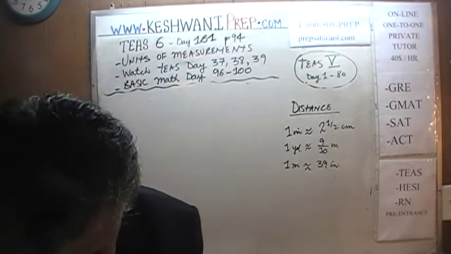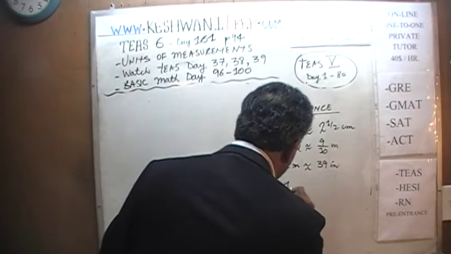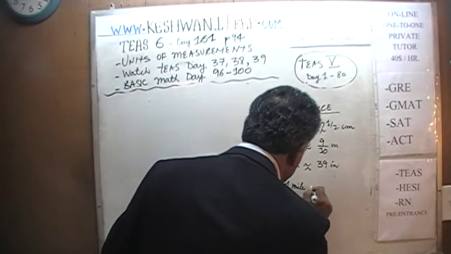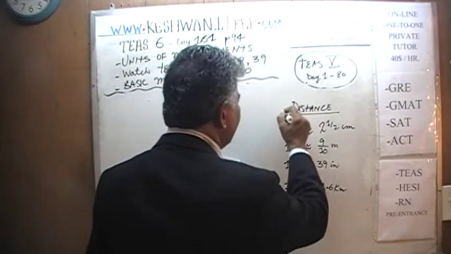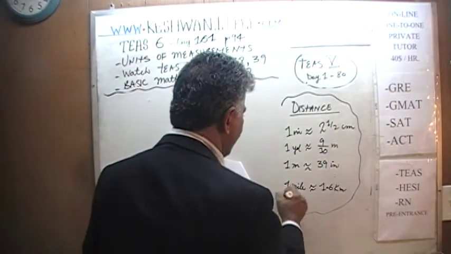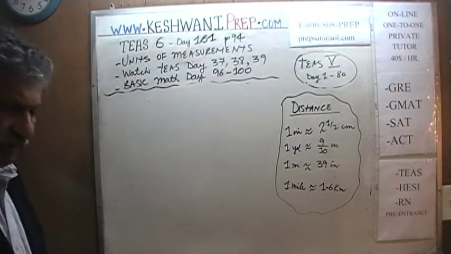Let's keep going. And finally, the last thing we need to understand is that 1 mile is approximately 1.6 kilometers. And that's it. That's all we need to know. As far as the exam is concerned, that's all we need to know about the distances. Let's do some problems, shall we?